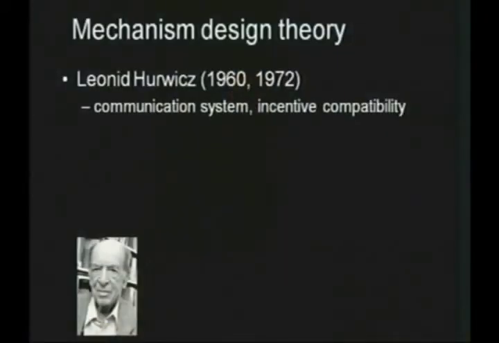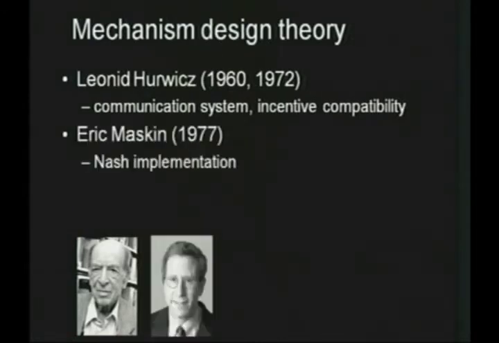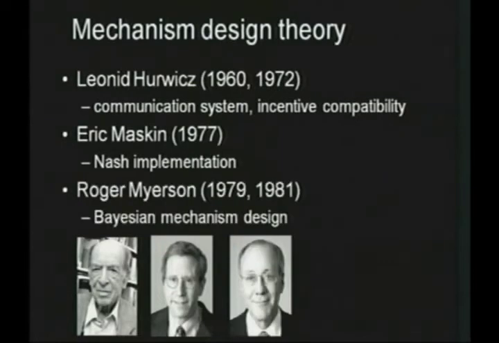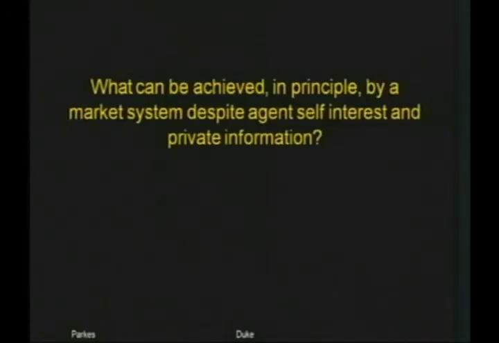Mechanism design theory was founded essentially in the early to mid-60s by people like Hurwicz, who started trying to formalize what economic systems are able to achieve. So there's Hurwicz with this idea of incentive compatibility, Maskin with this idea of Nash implementation, and Myerson with this idea of doing Bayesian mechanism design. The reason I mention these three particular people is they received the Nobel Prize in '07 for their contributions in this field.